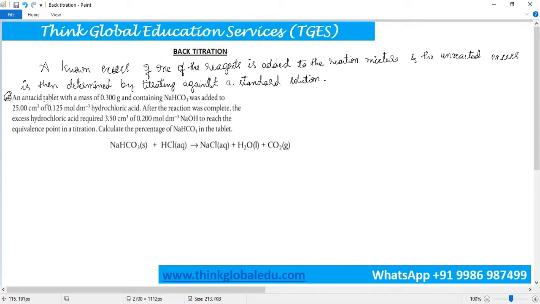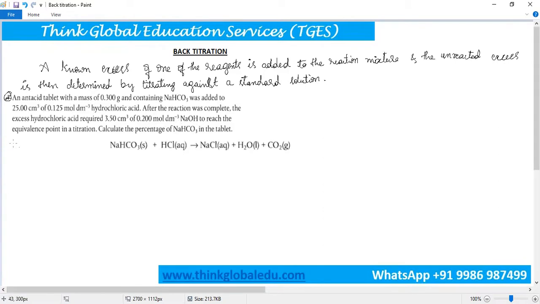In this reaction, we are adding an antacid tablet which contains sodium bicarbonate. To this reaction chamber, hydrochloric acid is added, and once the reaction between the sodium bicarbonate and the hydrochloric acid is completed, the excess amount of hydrochloric acid which remained unreacted will be determined by titrating the reaction mixture against sodium hydroxide.